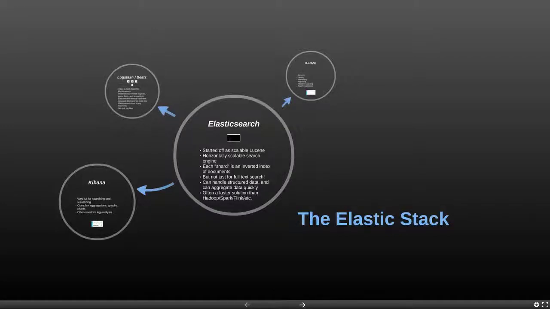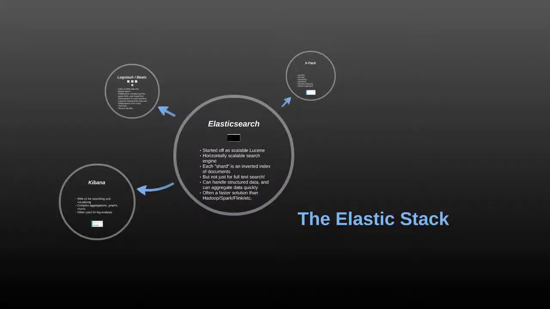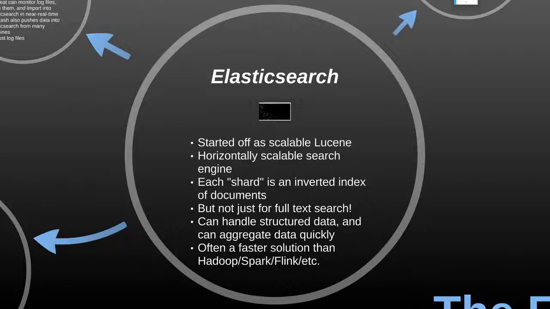Let's start off with a 30,000-foot view of the Elastic Stack and the components within it and how they fit together. Elasticsearch is just one piece of this system. It started off as basically a scalable version of the Lucene open source search framework, and it just added the ability to horizontally scale Lucene indices. We'll talk about shards of Elasticsearch, and each shard in Elasticsearch is just a single Lucene inverted index of documents. So every shard is an actual Lucene instance of its own.